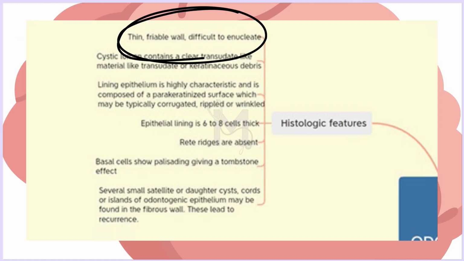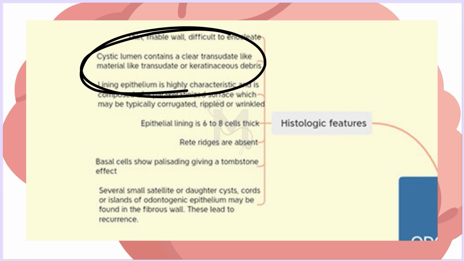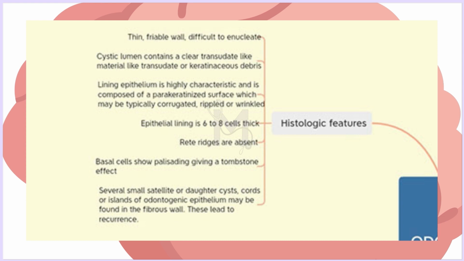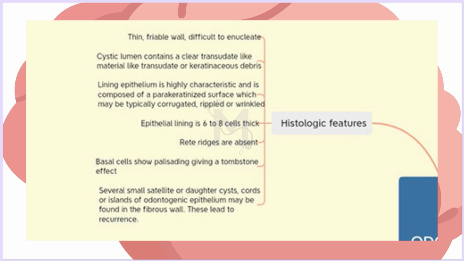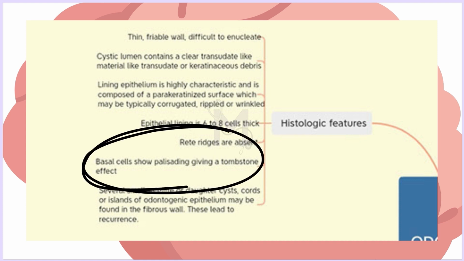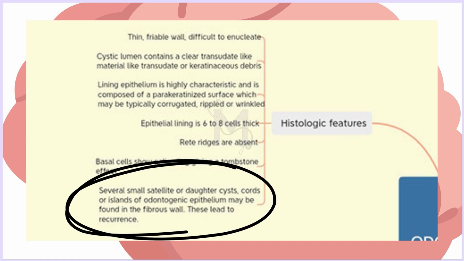Histologic features of odontogenic keratocyst include a thin friable wall which is difficult to enucleate. The cystic lumen may contain a clear transudate-like material or it may contain keratinaceous debris. The lining epithelium is highly characteristic and is composed of a parakeratinized surface which may be typically corrugated, rippled, or wrinkled. The lining epithelium is 6 to 8 cells thick. Rete ridges are absent. The basal cells show palisading, giving a tombstone effect. Several small satellite or daughter cysts, cords, or islands of odontogenic epithelium may be found in the fibrous wall.